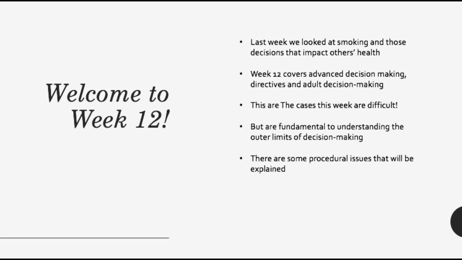Last week, we looked at smoking and discussed the outer extent of those state police powers. Week 12 looks at advanced decision-making. We look at some of those advanced decision-making tools like DNRs, advanced directives, POLST forms, healthcare power of attorney, and guardianships. The cases this week are difficult, but they're very interesting and very important.